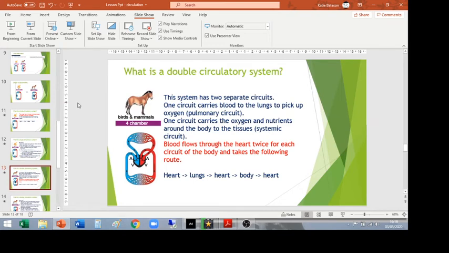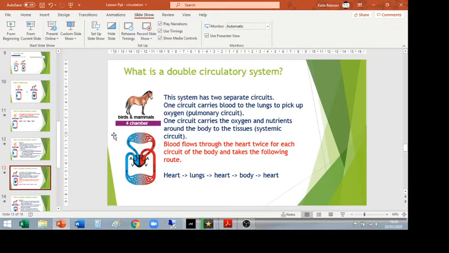So a double circulatory system, again, I've got my definition in red, but just do the blue bit first. So in a double circulatory system, the system's got two separate circuits. One circuit, the pulmonary circuit, carries blood to the lungs to pick up oxygen. And the other circuit, the systemic circuit, carries the oxygen and the nutrients around the body to the tissues.